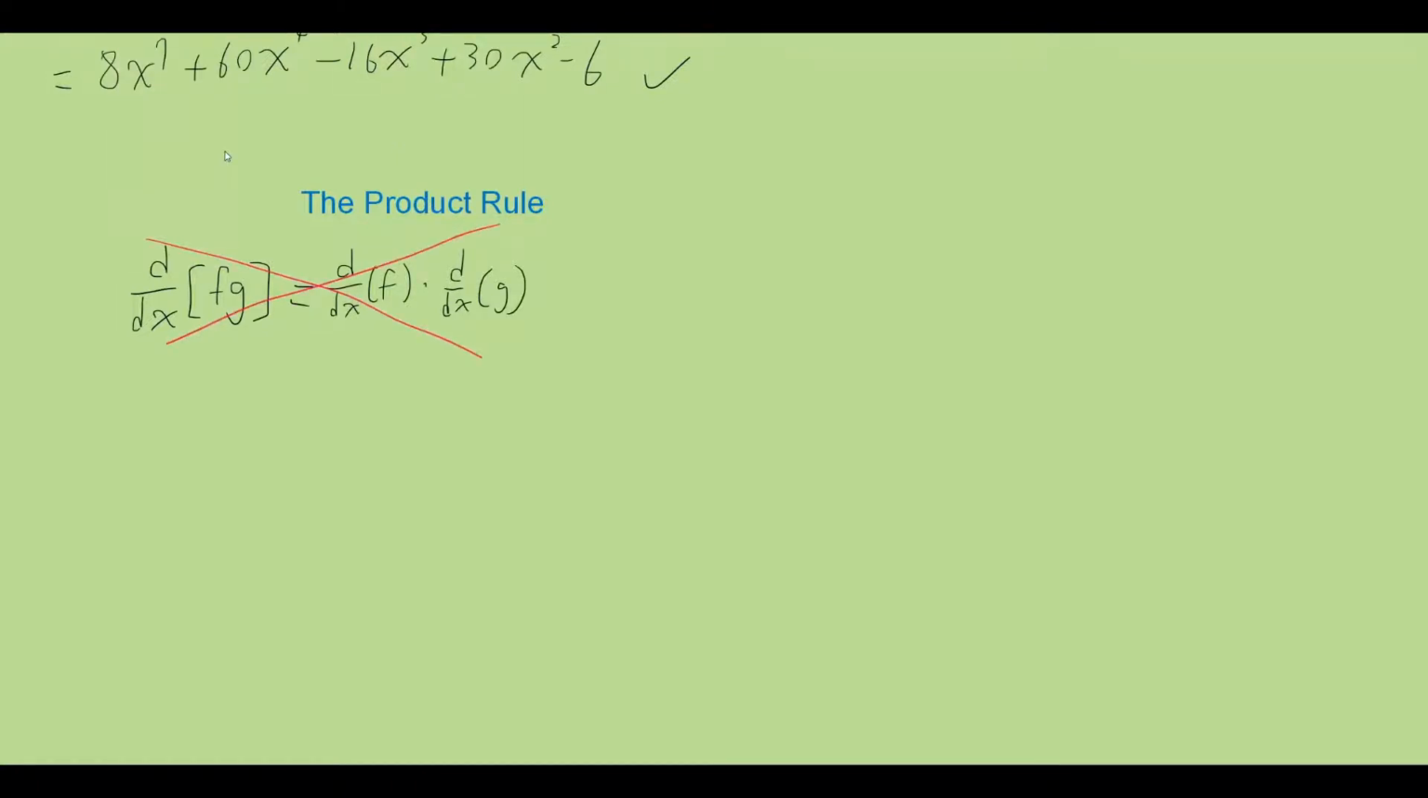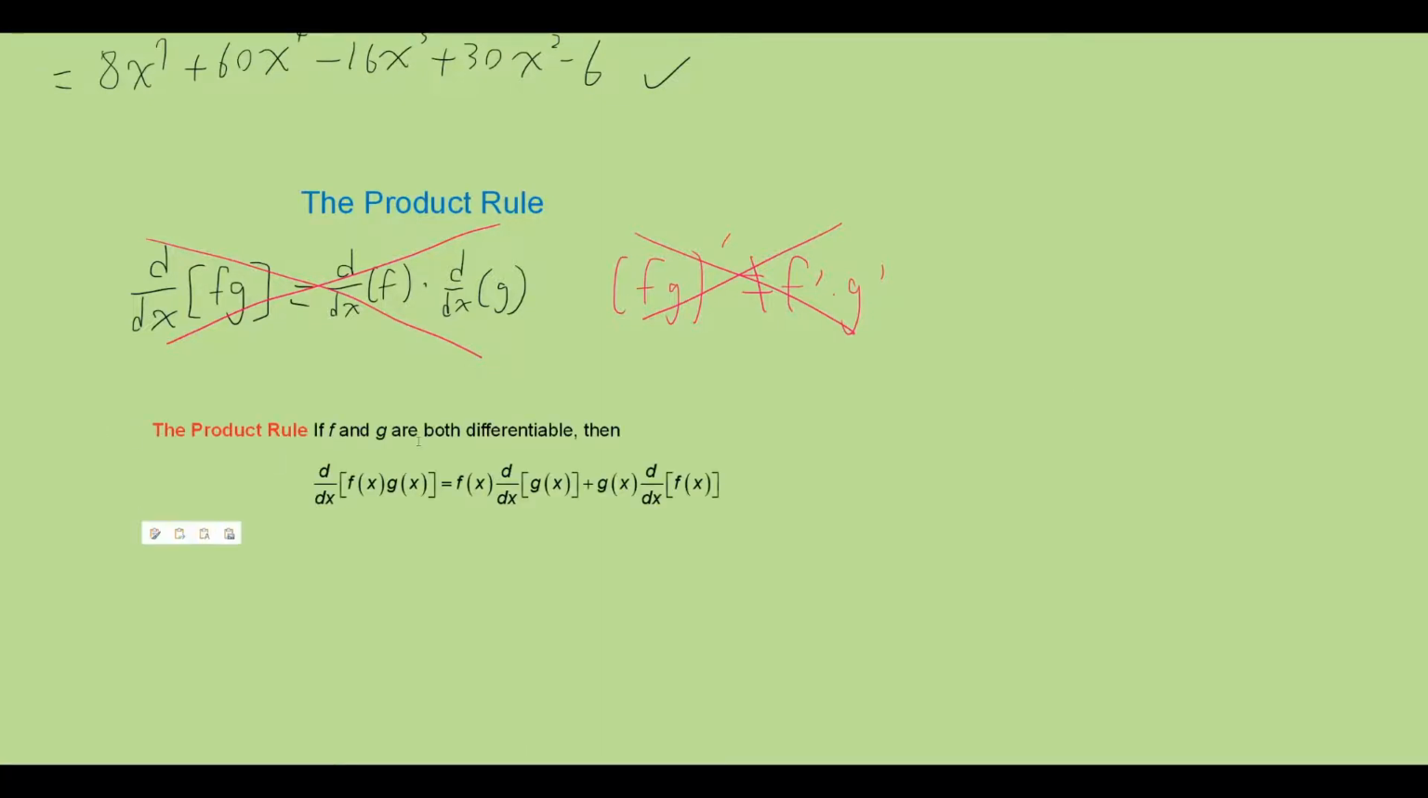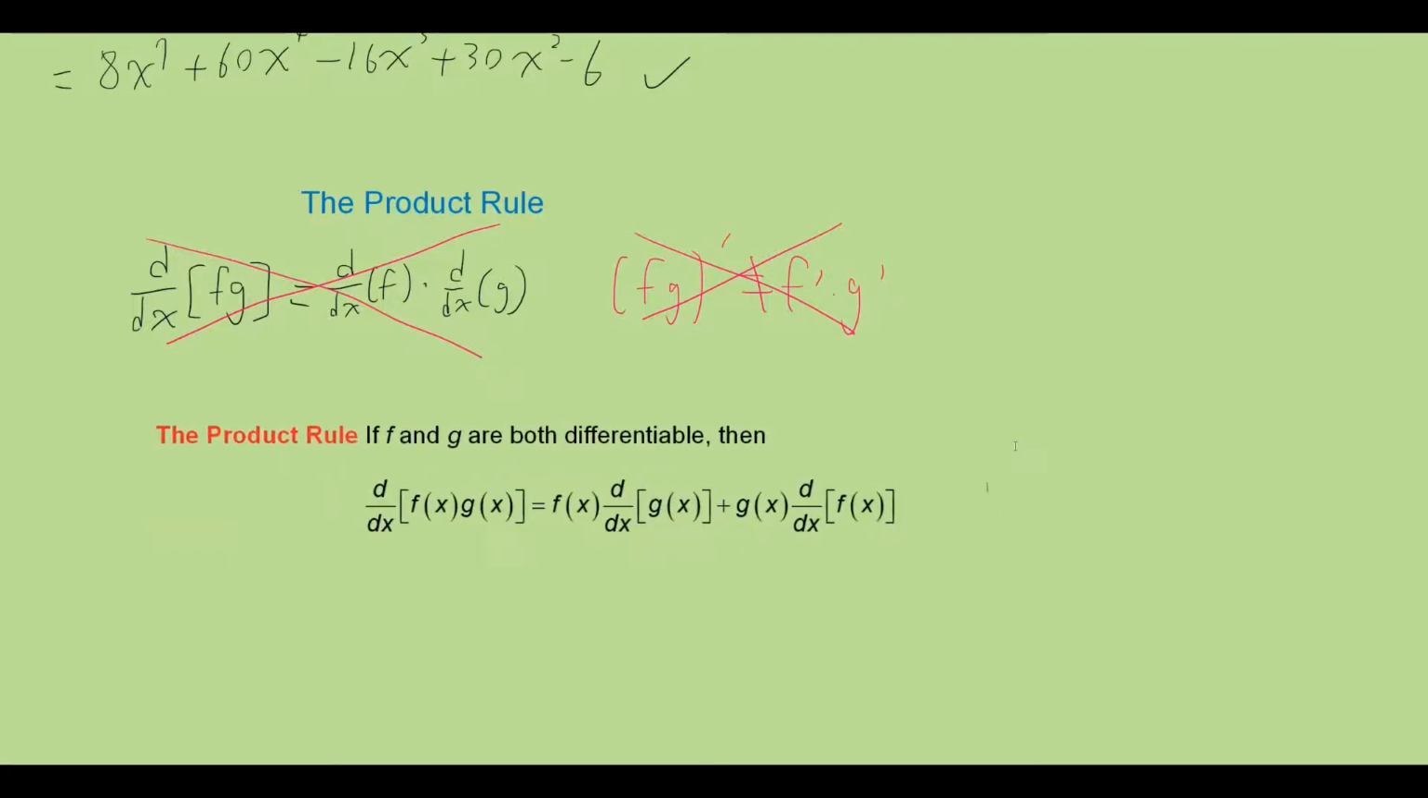Okay, (fg)' is not equal to f prime times g prime. Make sure you don't do this. So here is the formula for the product rule. To find the derivative of two functions multiplied together, you have to apply this rule.